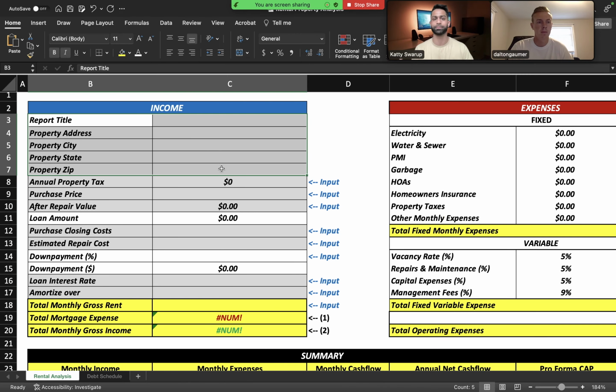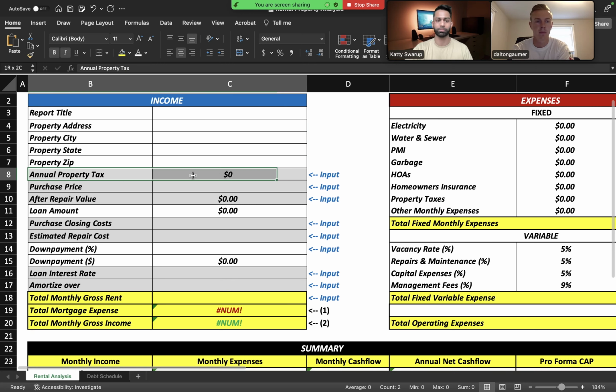So on a very surface level, the first few columns or rows that you'll see is just the name of the property, right? So you're putting in the property address, the city, the zip, the state that it's located in. Since Dalton and I are currently looking at properties in Texas, specifically in Dallas, a lot of the properties that we'll end up putting in are going to be ones located in Dallas, Texas.